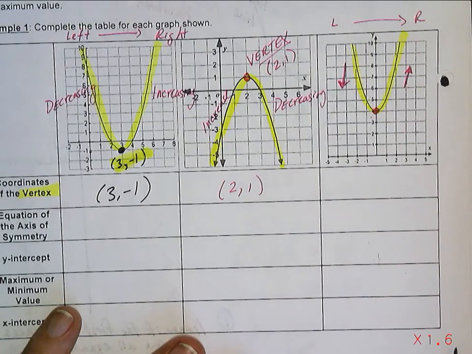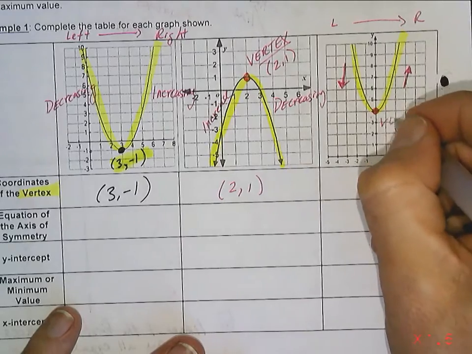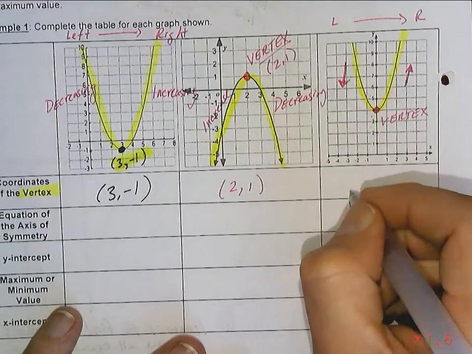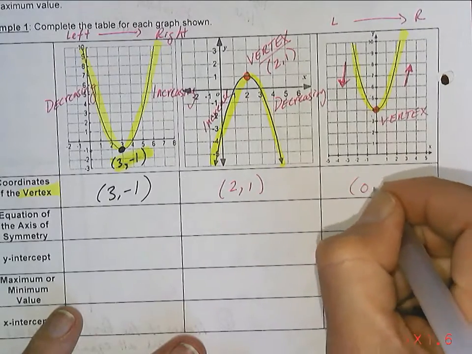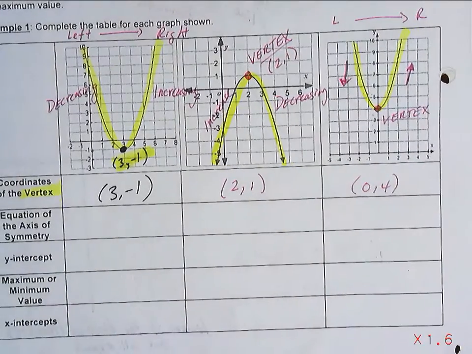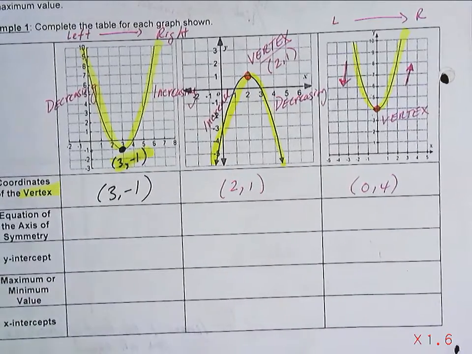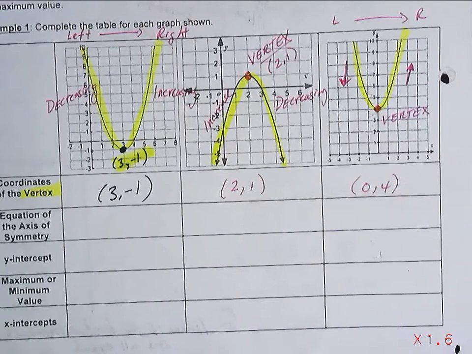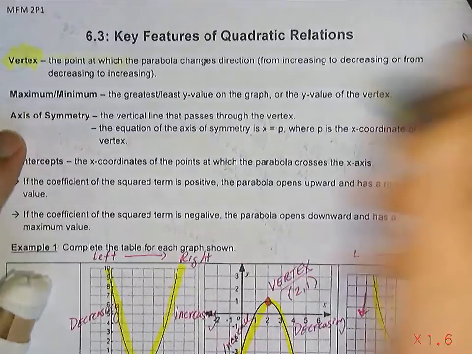What do we call it? Vertex. That's right, it's got a special name. And its coordinates on this one are 0, 4. There you go, guys. You just learned what a vertex is on a parabola. It's where it changes direction. Okay? Now, what about a maximum or minimum?